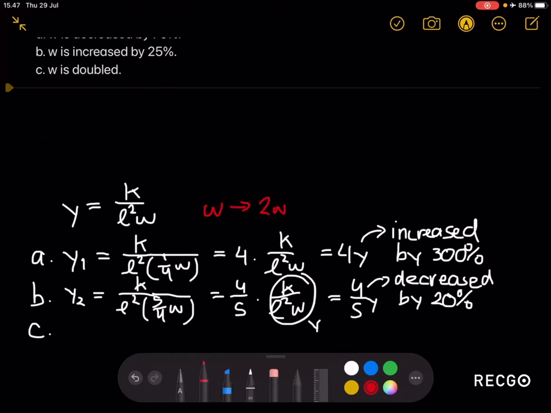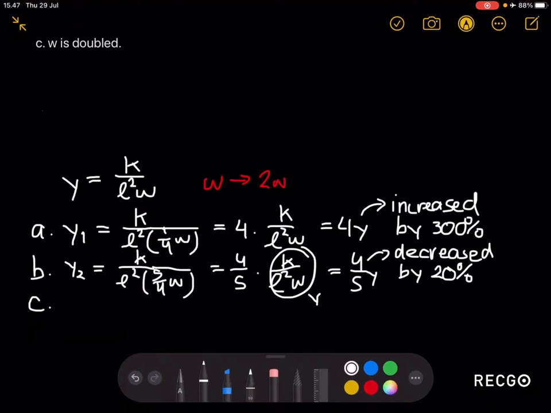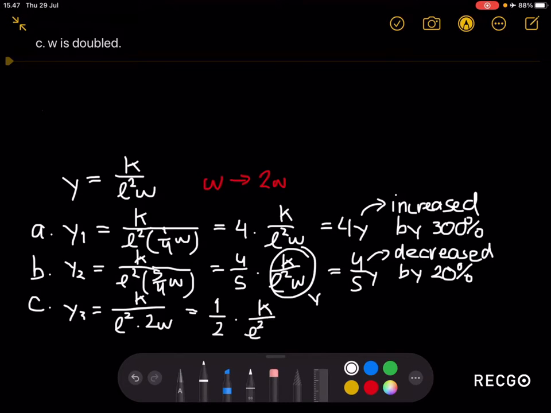And finally, what happens when w is doubled, or when w is 2 times its original value? Well, let's just call our new value for y being y3. This will be k over L squared times 2w. This will be a half times k over L squared times w. Notice that this part is just y itself, so this will be a half times y.